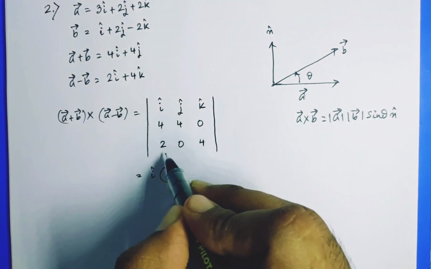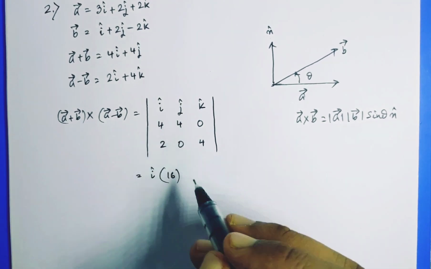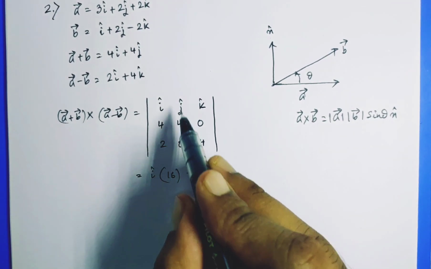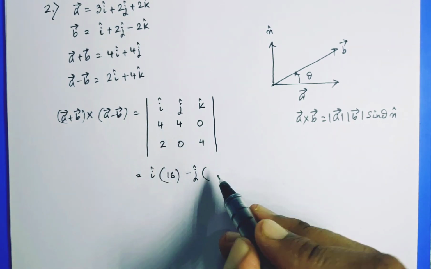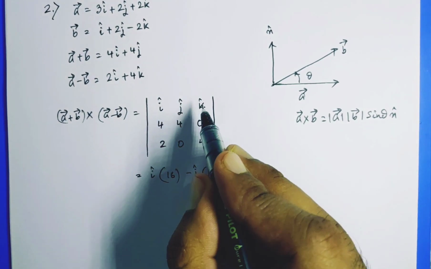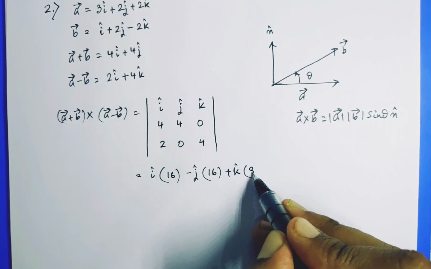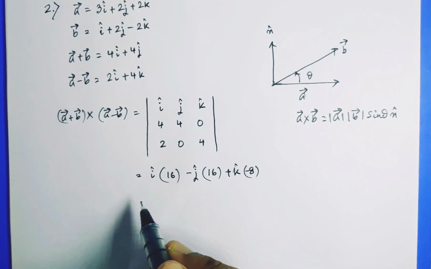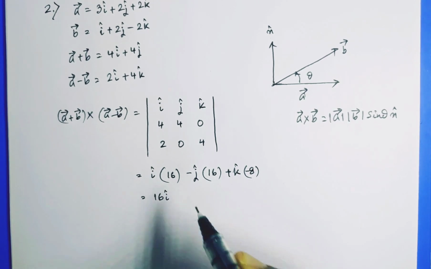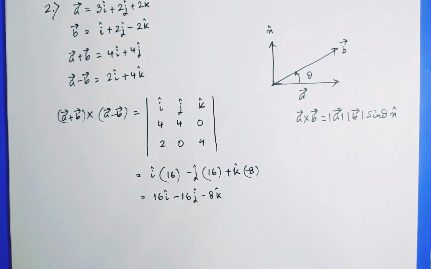So let's find out. First i cap goes 4 into 4 is 16, right? Then we have minus j cap. This one goes 4 into 4 again 16. Then we have plus k cap. k cap will be how much? 4 into 0 is 0, minus 4 into 2, that is 8. So it will be minus 8. So it will be 16i cap minus 16j cap minus 8k cap. So this is a vector which we got, which is perpendicular to both a and b, right?